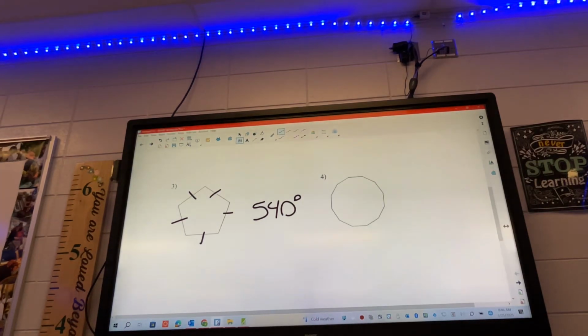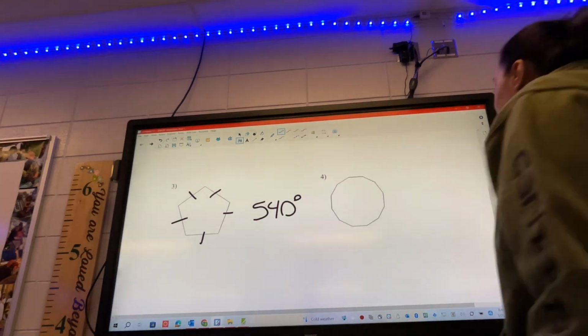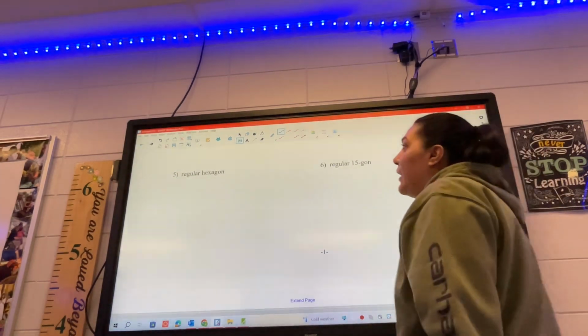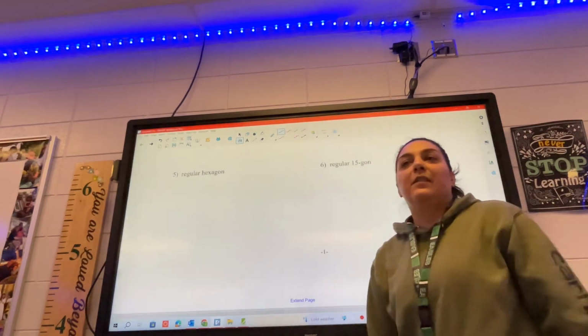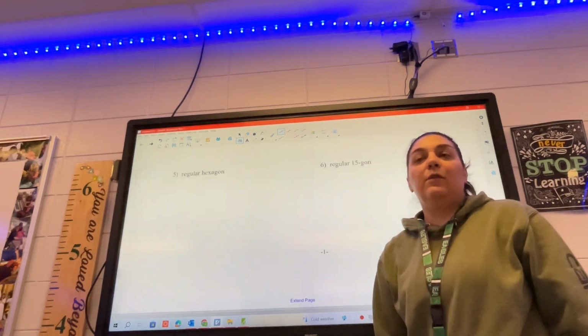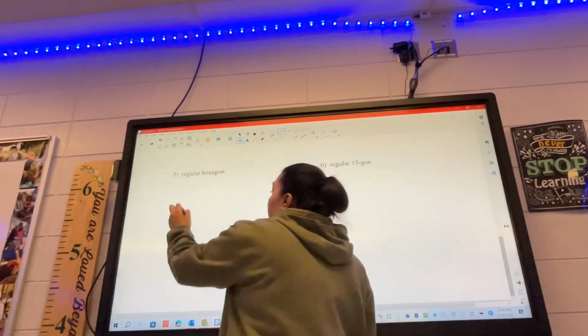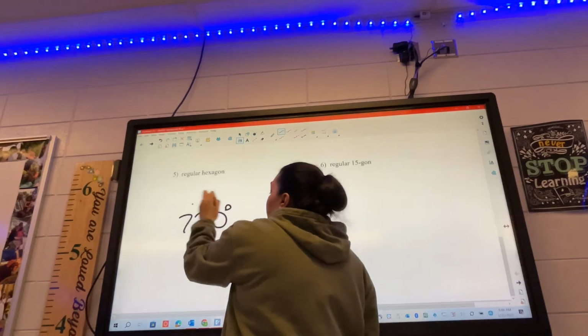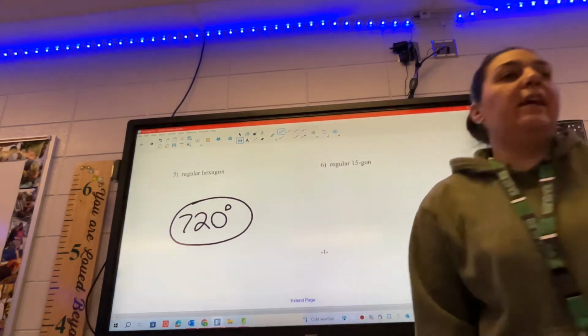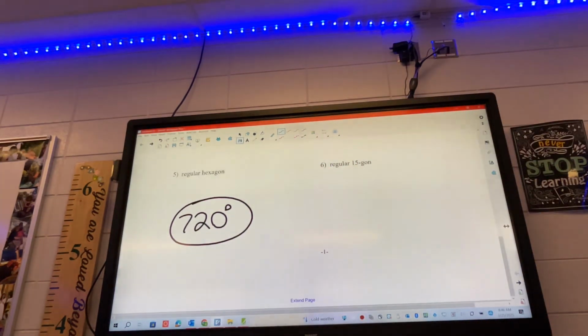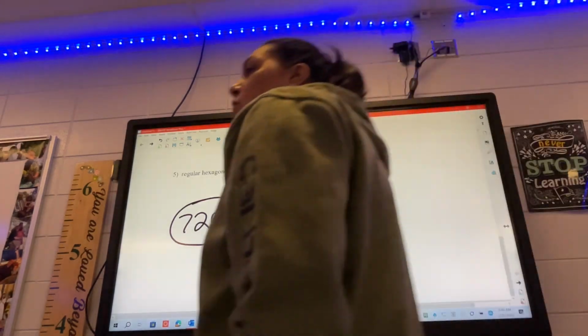540. Number 5. It says a regular hexagon. You're going to have to Google it. However, what is a hexagon? How many sides is that? 6. 5. I don't know. I thought it was 6. I think it is 6. Somebody going to Google it? Yep, 6. You said 7. Okay, so a hexagon is 6 sides. So 720.